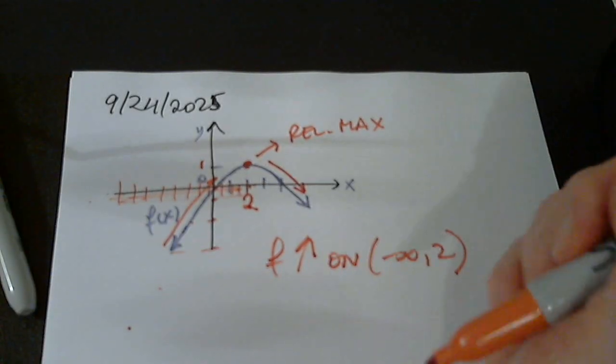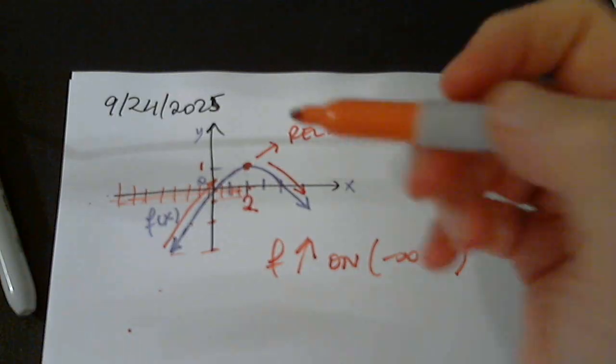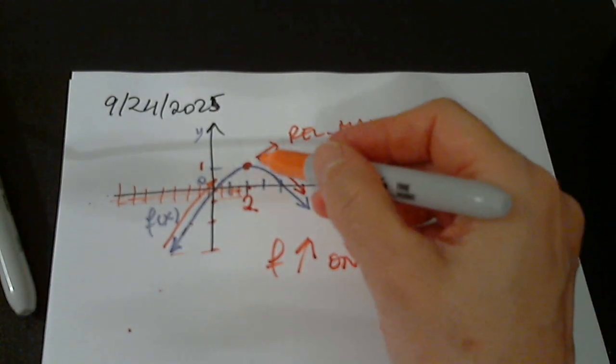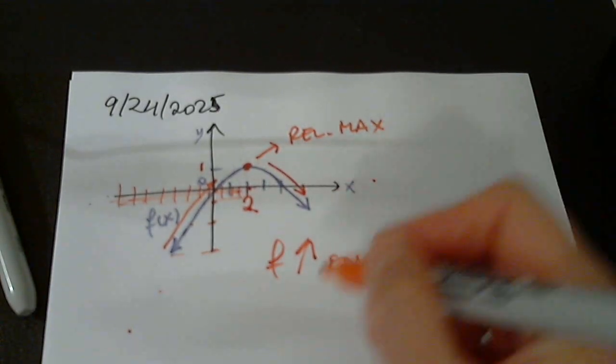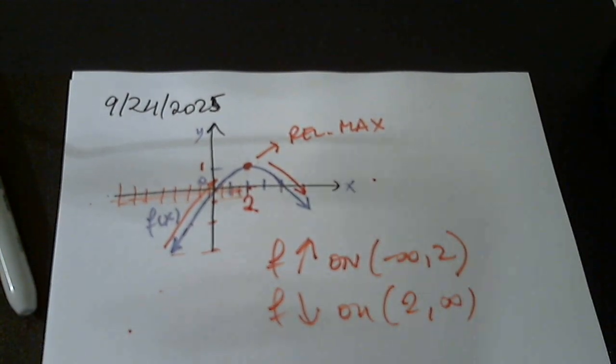Now okay. Between, say it again? I said, okay, I was just affirming. So now between 2 and infinity, the function starts decreasing. So f is decreasing on 2 to infinity. They have to be open parentheses.